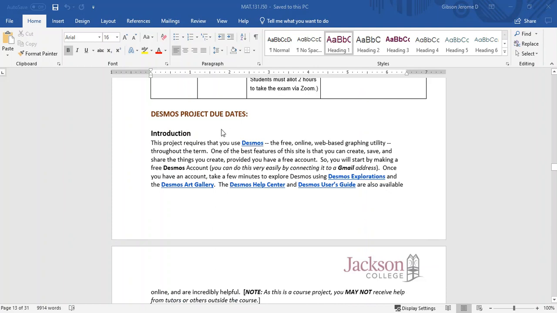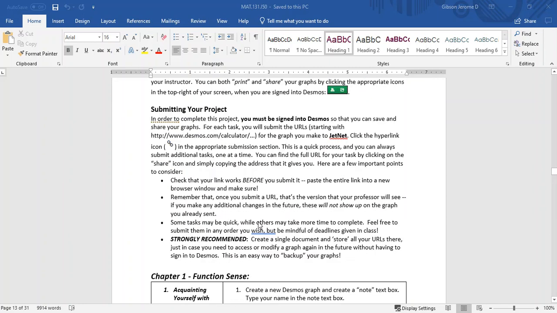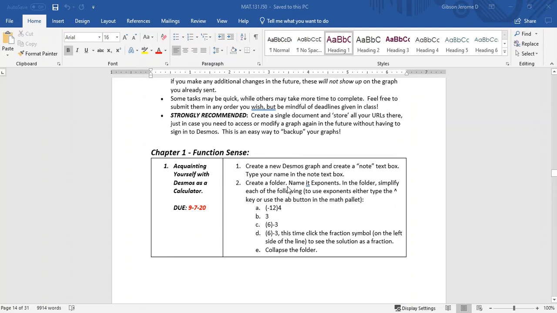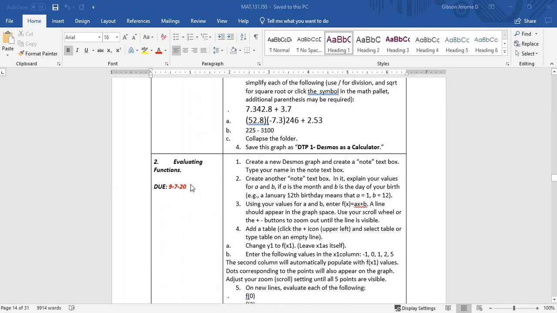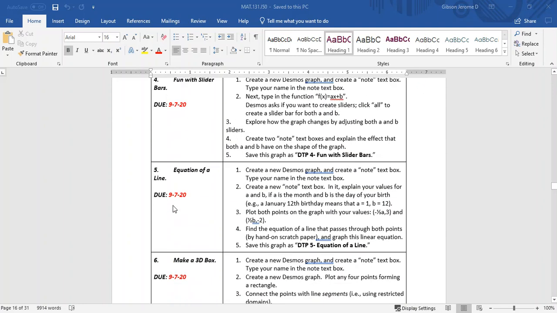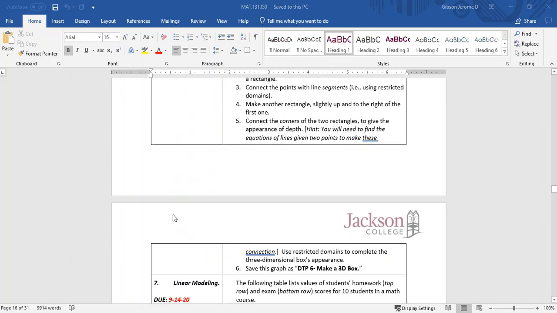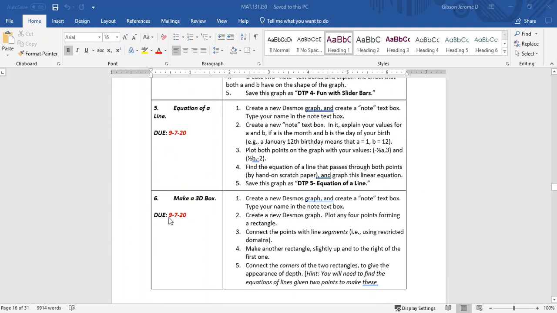Now, we have the Desmos project due dates. Now, this goes through a description of what the Desmos projects are. And here, down here in this table, it tells you when the project is due. So you have to pay very close attention. So this first project is due September 7th. Now, if you look down here, that's 1, 2, 3, 4, 5, 6. 6 of these projects are due by September 7th.